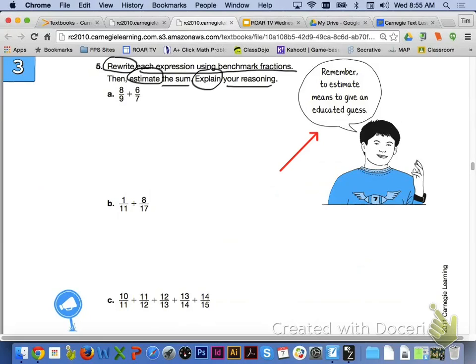Number 5 at the bottom of the page is telling us to rewrite each expression using benchmark fractions. We want to then estimate the sum and finally explain our reasoning. Remember, our crew member over here is reminding us that to estimate means to give an educated guess. So do letters A, B, and C with your group members.